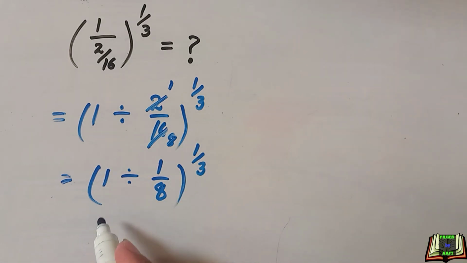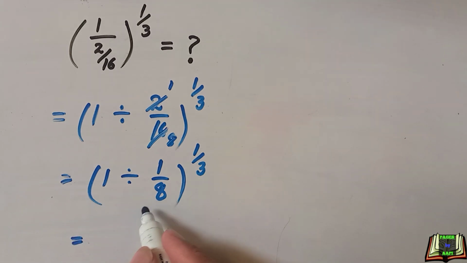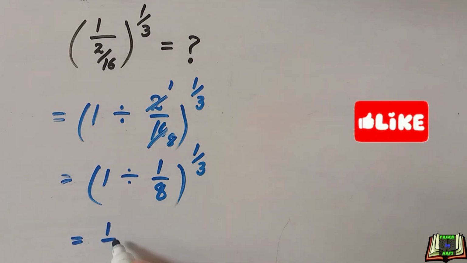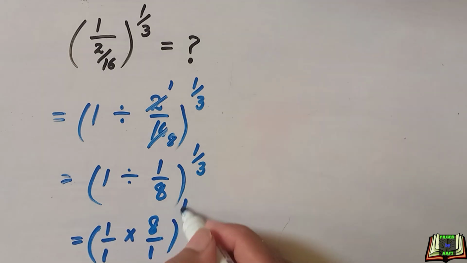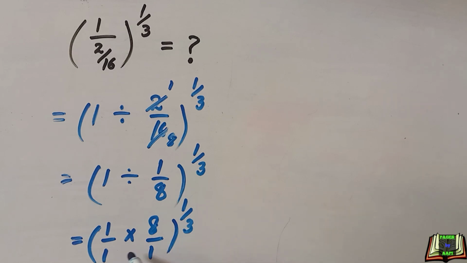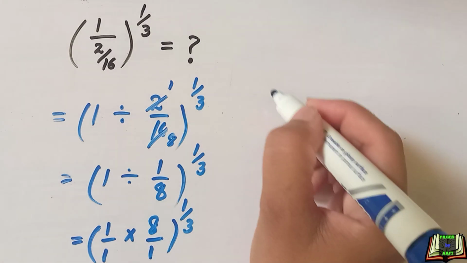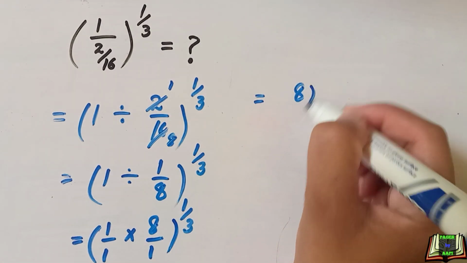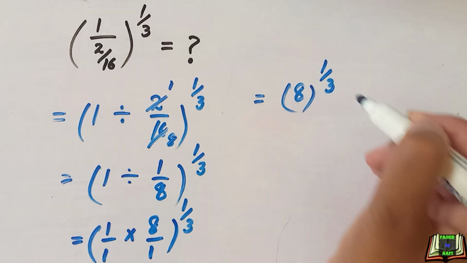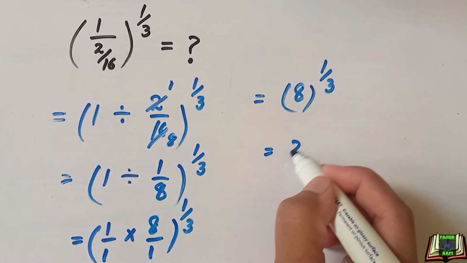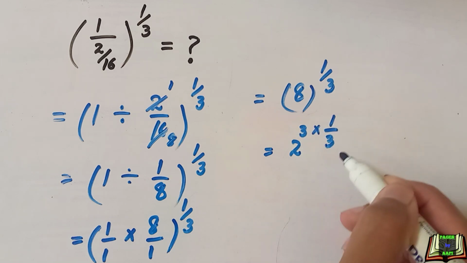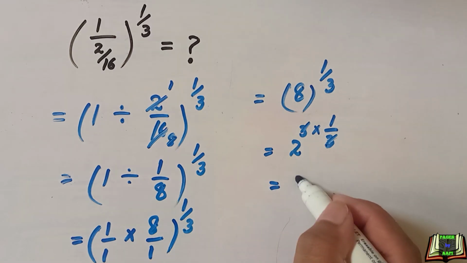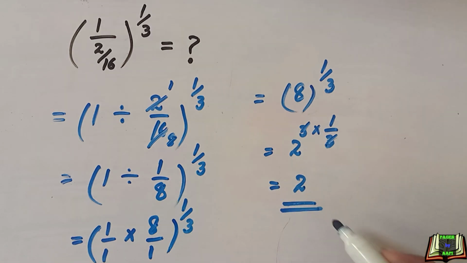To change division into multiplication, we take the reciprocal. So this one is basically 1 divided by (1 multiplied by 8 over 1) to the power 1 over 3. And this is equal to 8 divided by 1, that is equal to 8 again, 8 to the power 1 over 3. We can write 8 as 2 to the power 3 times 1 over 3. 3 and 3 cancel out. We have answer 2. So the value of given expression is equal to 2.